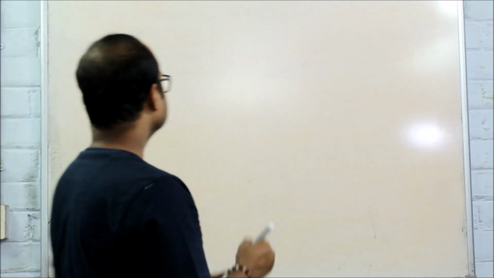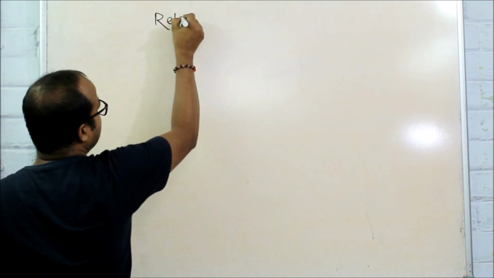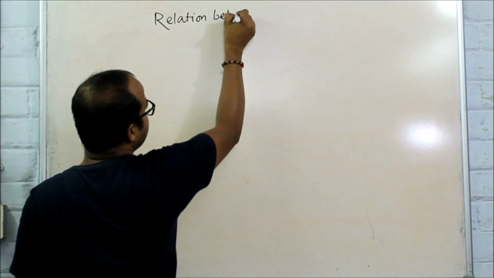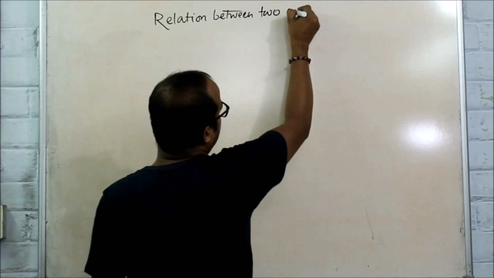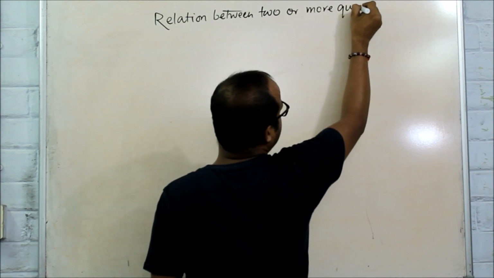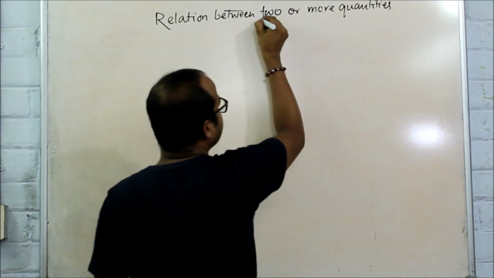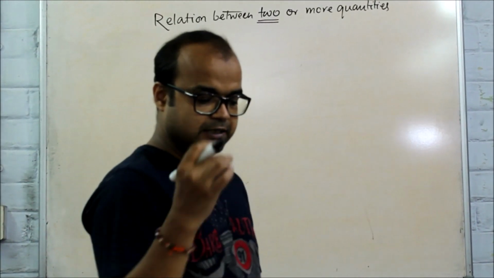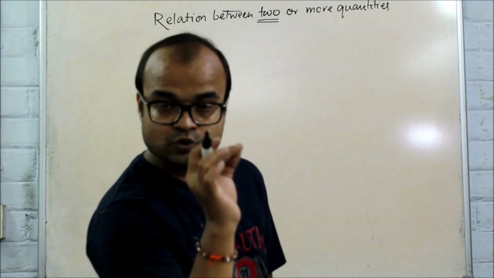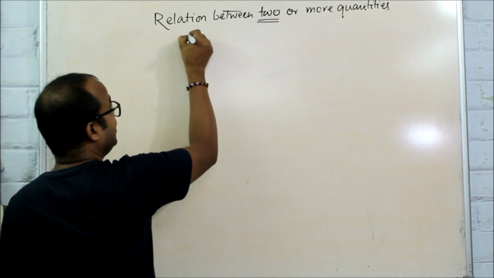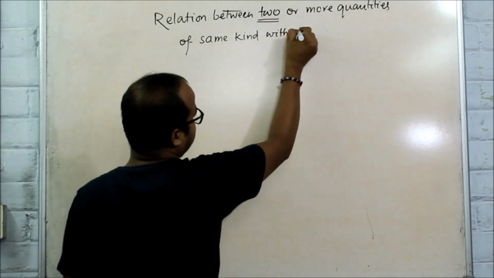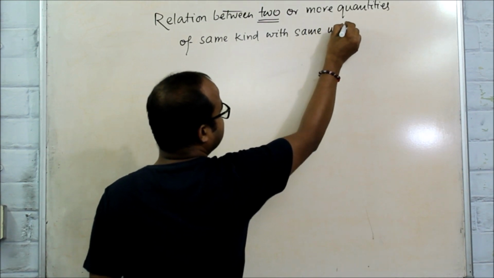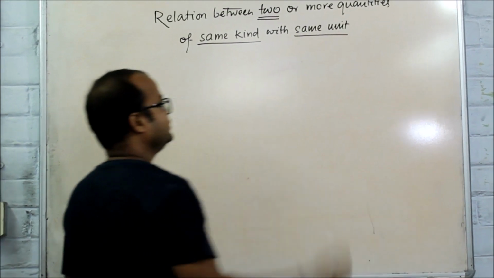Now first you need to learn what is ratio. Ratio is a relation between two quantities, two or more quantities. Minimum 2, it can be more than 2. It is a relationship between two or more quantities. Now this is important, of same kind with same unit. Same kind and same unit.